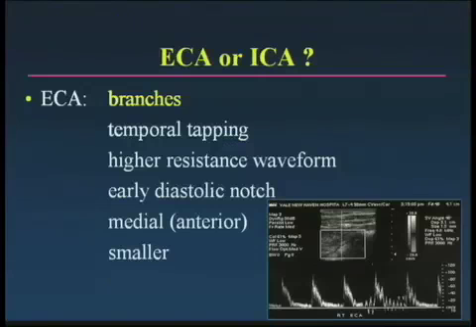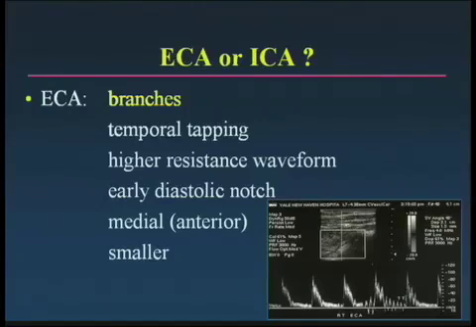When you're evaluating the vessels above the bifurcation, it's absolutely critical to know whether you're looking at the external carotid or the internal carotid artery when you measure the peak systolic velocity. And the absolute best way to be sure that you're looking at the external carotid artery is to identify branches in that vessel. There are no branches in the neck in the internal carotid artery.